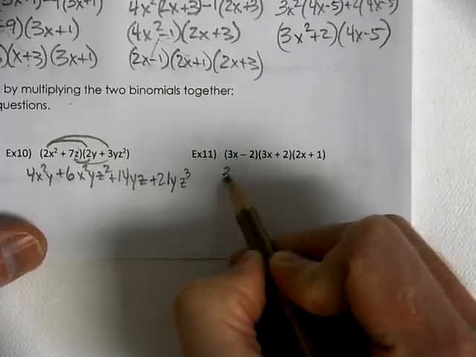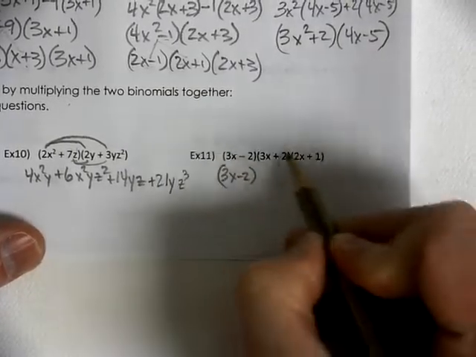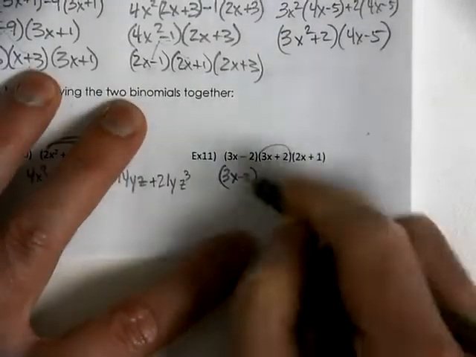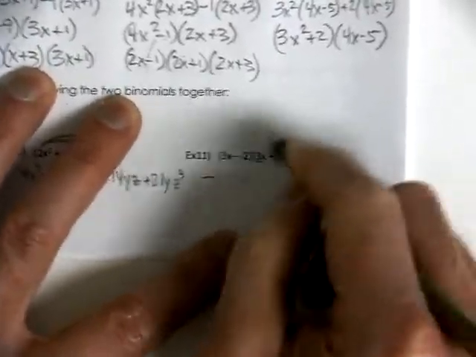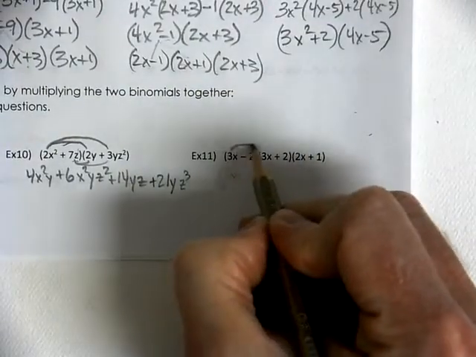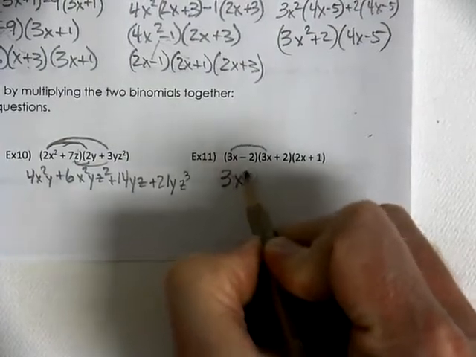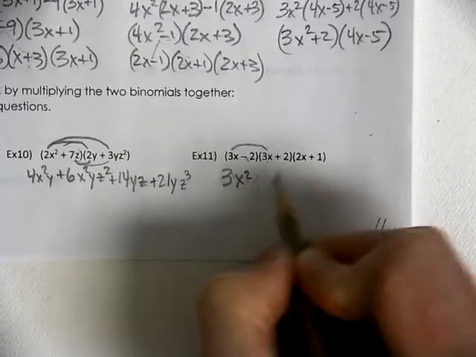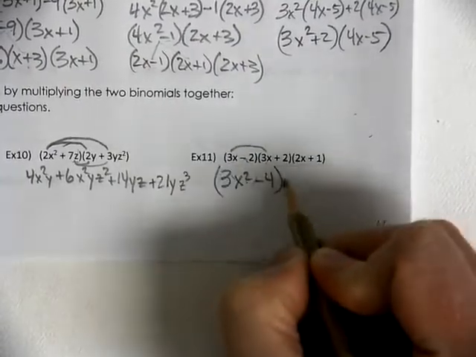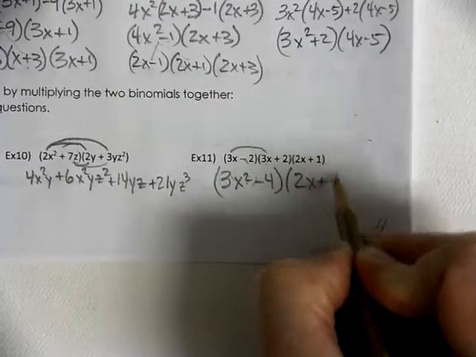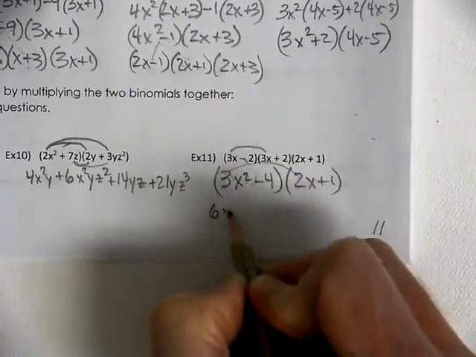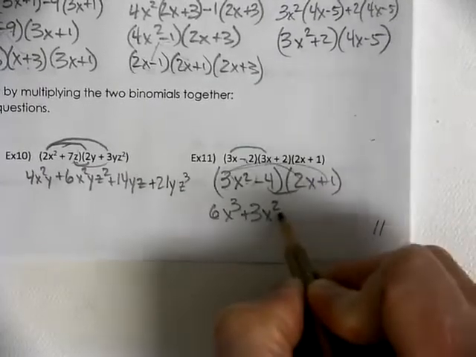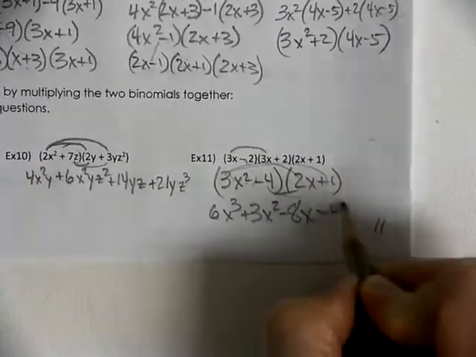Alright, let's leave this one alone, but FOIL this together. Well, actually, now since I look at the numbers, it might actually be better to multiply this. We get 3x squared. We're going to get a positive 6 and a negative 6. That's going to cross out. So then we have negative 4. 2x plus 1. Then we're going to have 6x cubed plus 3x squared minus 8x minus 4.